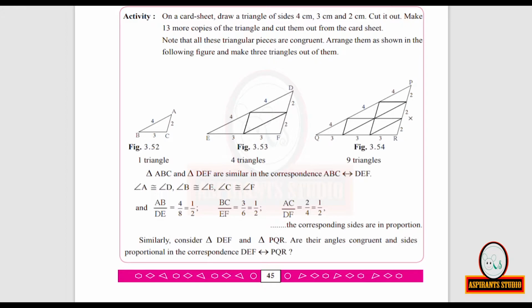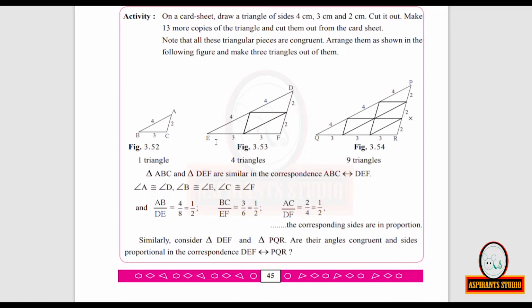Now check out the measures of angle B and angle E. Measure of angle B will be equal to measure of angle E. So the angles are congruent. Angle B is congruent to angle E. Now you can also check the measure of angle C. It will be equal to the measure of angle F. So angle C is congruent to angle F.